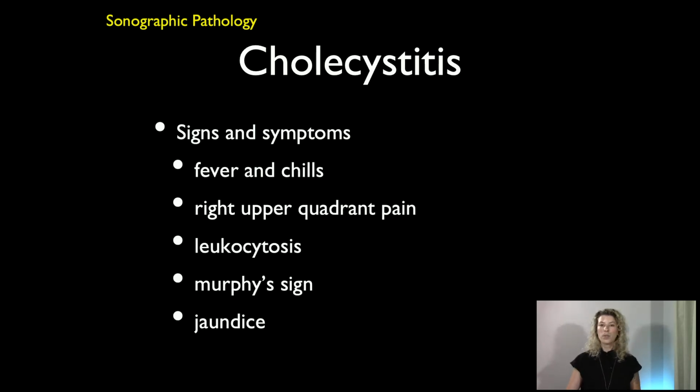So signs and symptoms: fevers and chills, right upper quadrant pain. They can have elevation of their white blood cell count. They can have Murphy sign, which is when you press on the right upper quadrant and they inhale and they have pain. And they can even show up with jaundice sometimes if it's progressed to an obstructive process.